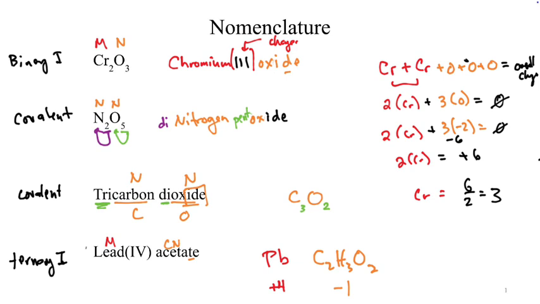Right? Which we talked a little bit about on Monday. We want those charges to balance out. That's our rule. They need to balance. So what's the lowest common multiple between 4 and 1? 4. How do I make a 4 into a 4? Multiply by 1, which means I have 1 lead. How do I make a 1 into a 4? Multiply by 4.